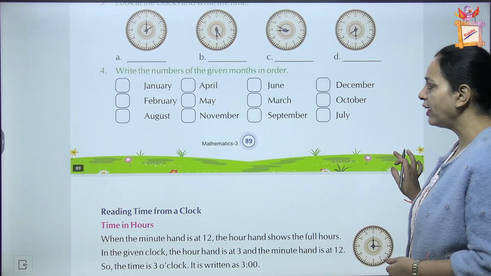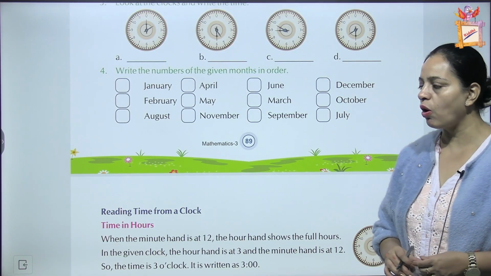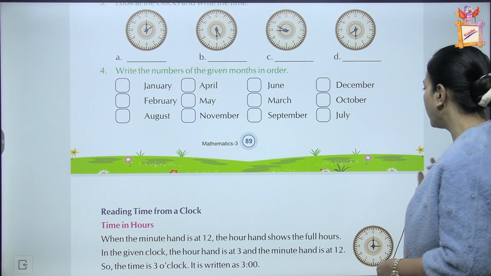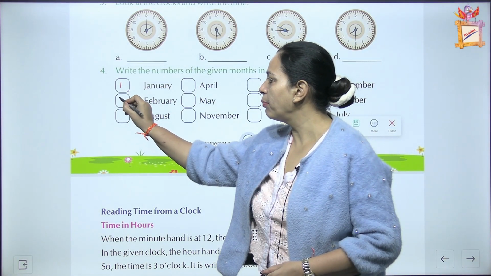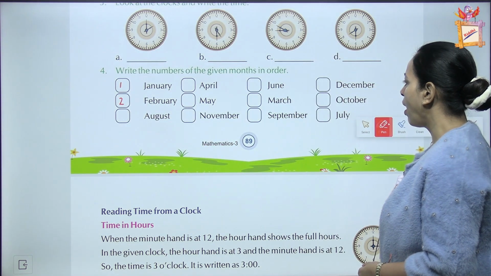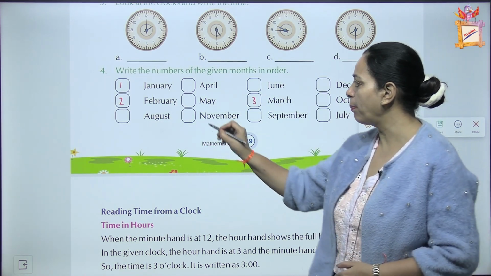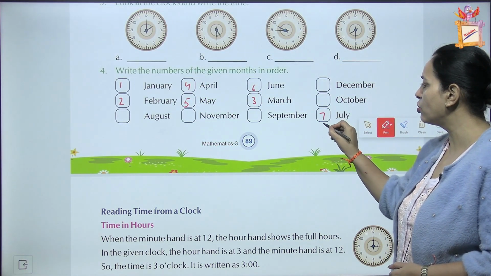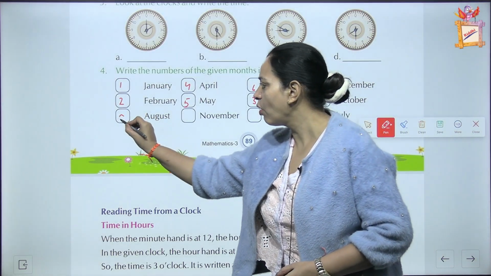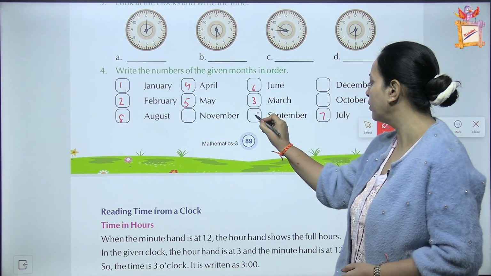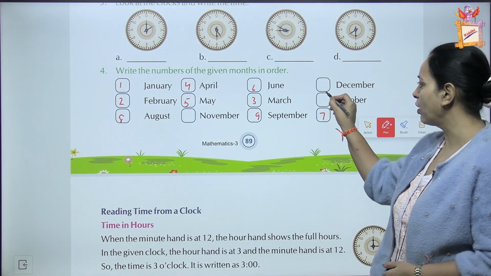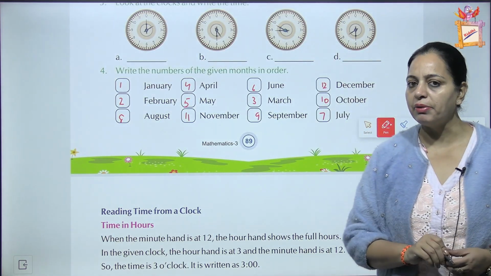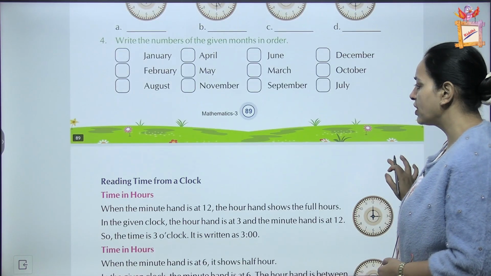Now the fourth one: write the numbers of the given months in order. So here, January, that is the first month of the year. February, then March 3, April 4, May 5, June 6, July 7, August 8, September 9, and then October 10, November the 11th month, and December is the last month, meaning 12. Okay, so I hope this is clear to you.